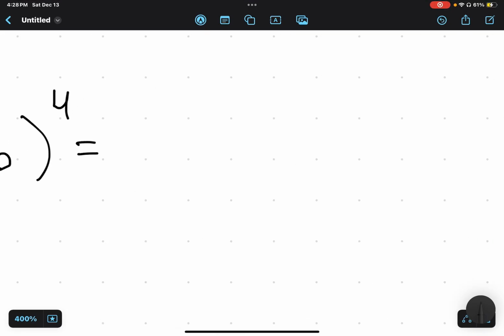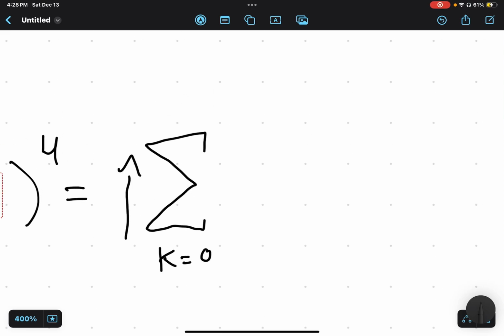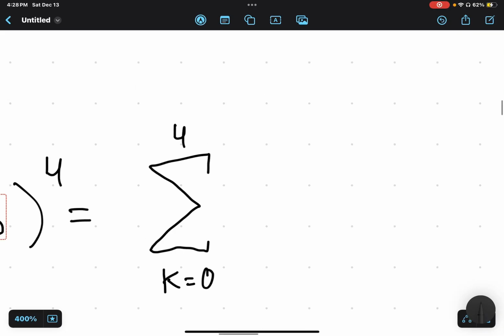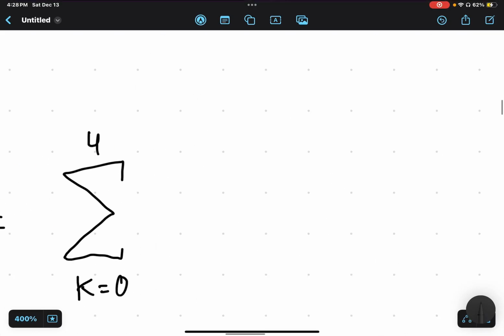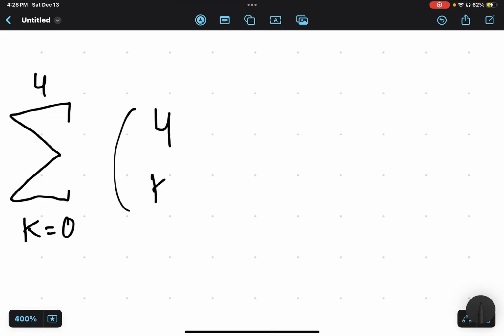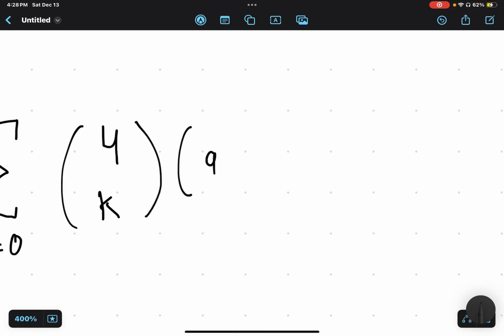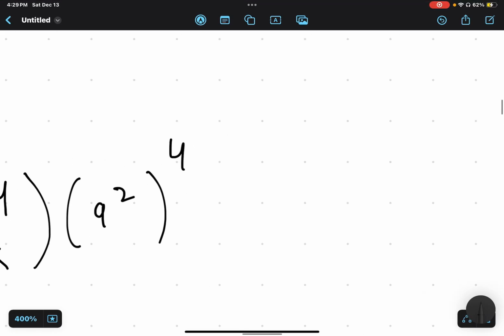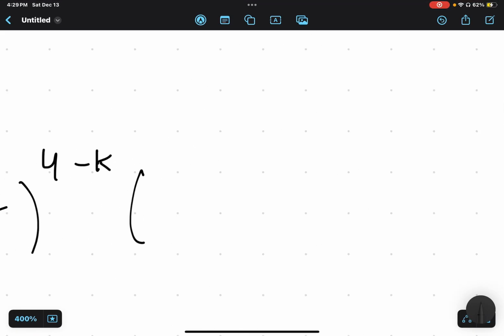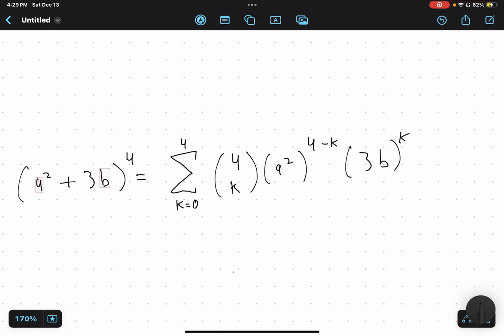So we're going to start off with plugging our equation into the formula. So k equals 0, as I explained last time, is the sum of k equals 0 to our exponent, which is 4, or our n, rather, because there's 2 exponents this time. So we're going to do 4 choose k, like our formula says, times a squared to the power of 4 minus k, with 3b to the power of k. So as you can see, very easy to plug our binomial into the actual formula.